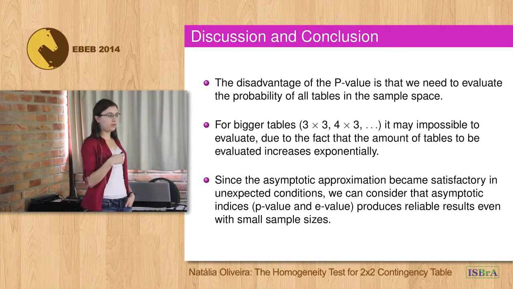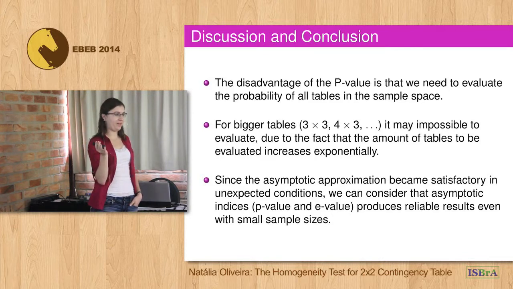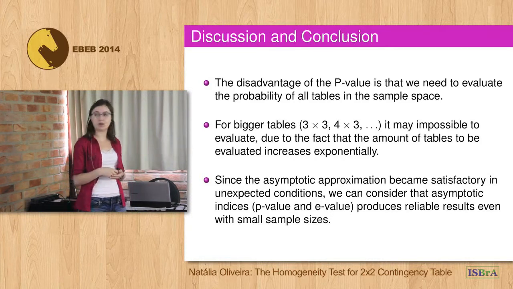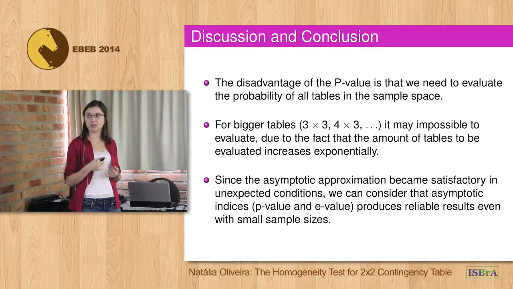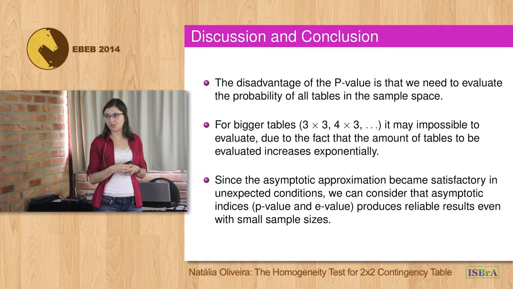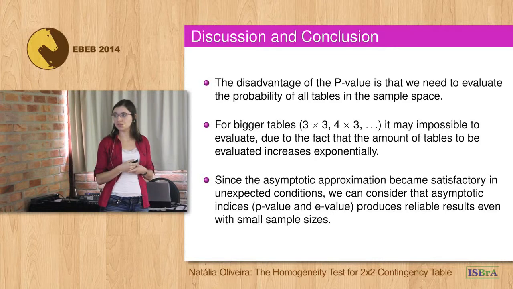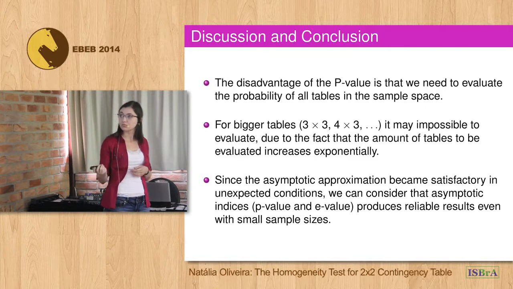Okay, so there is a huge problem with the capital P-value. It takes a lot of computational work. In order to obtain that, for example, for 100 and 100, we have to compute all possible tables with those marginals. It takes a long time, and we are not really sure if we can calculate that for bigger tables, like 3 times 3, 4 times 3. But since the asymptotic approximation became satisfactory in some unexpected conditions, we can consider that asymptotic indices produce reliable results, even considering small sample sizes.